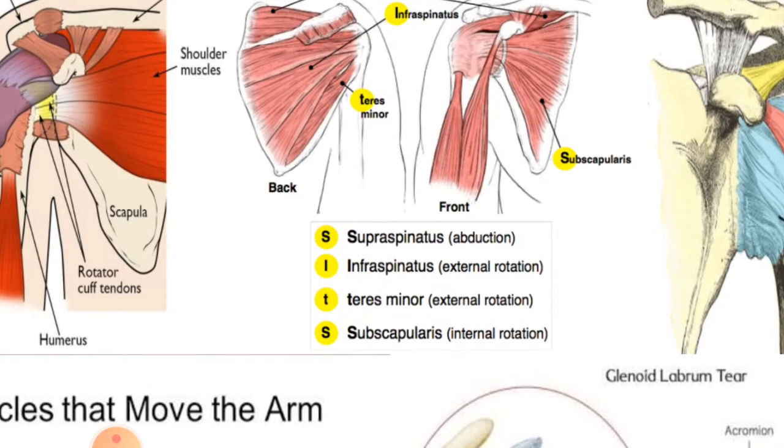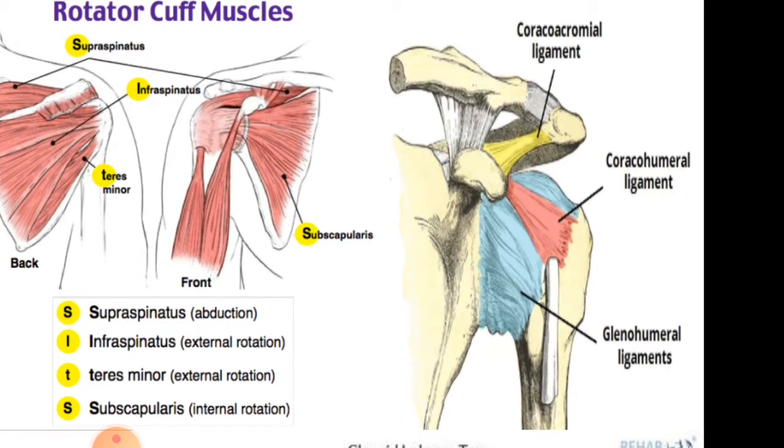shoulder joint. Next, we have the ligaments that also provide stability to the shoulder joint, and these are the coracoacromial ligament. By the name, you can guess that this ligament arises from the coracoid process of the scapula and inserts into the acromial process of the scapula. So this beak-like process here is the coracoid process, and it inserts into the acromial process of the scapula.